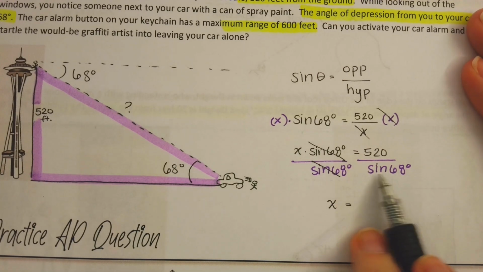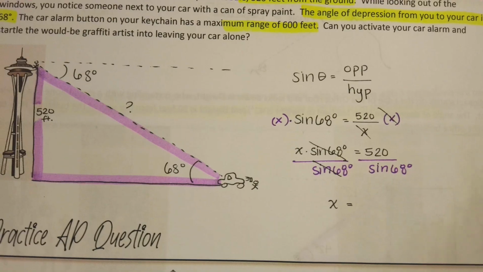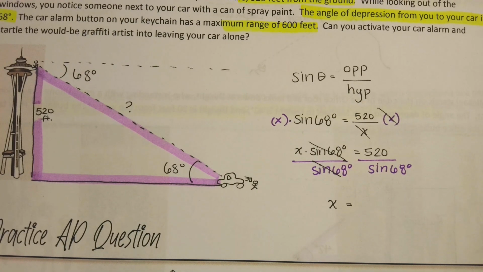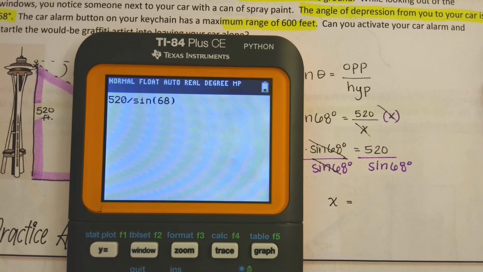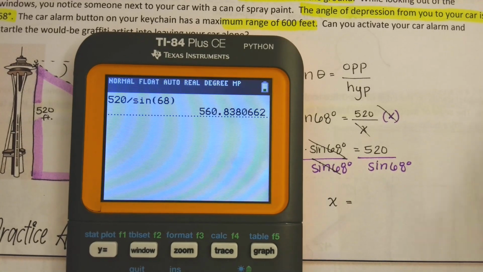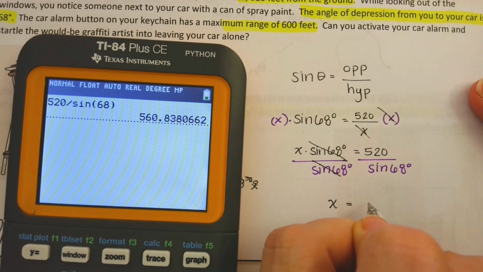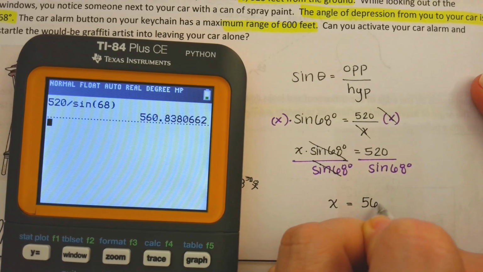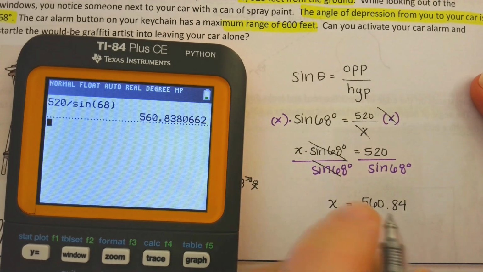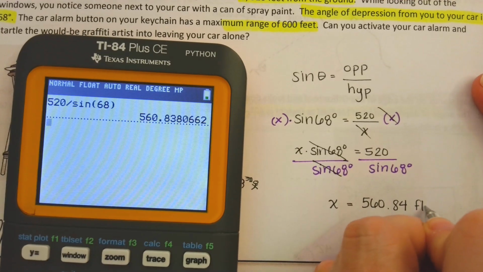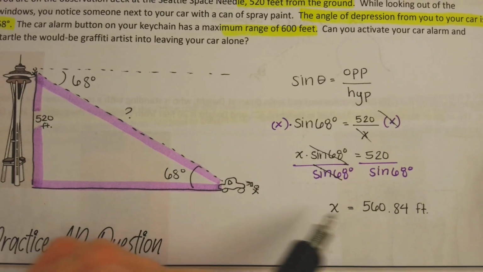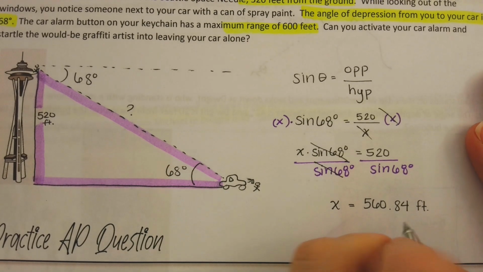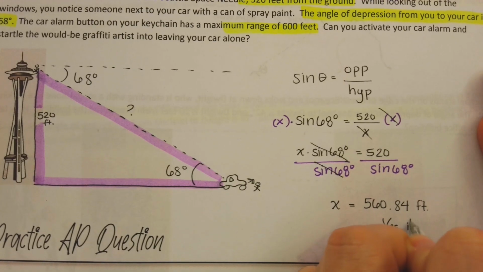Okay, again, double check that your calculator is still in degrees. If you reset it, it'll go back to radians. 520 divided by the sine of 68 degrees. All right. So once we get the actual length, we can talk about whether our clicker will reach or not. What is the range of our clicker? 600 feet. So we're only 560 feet away. Is my clicker going to reach? Yes. It will. Get him. Yes, it'll reach.